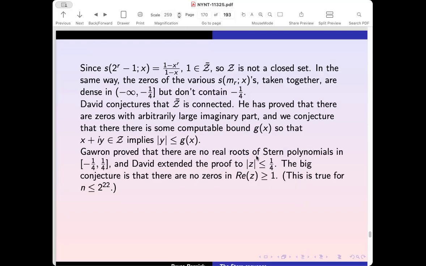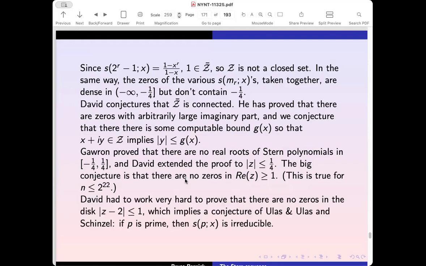Gowron proved that there are no real roots of Stern polynomials in this range, and David extended it to modulus |z| less than or equal to a quarter. And the big conjecture is that there are no zeros for real part greater than or equal to 1, which I've checked up to 2^22. And I definitely expect this is true. He also proved that if |z - 2| is less than or equal to 1, there are no zeros for any Stern polynomial. And this implies a conjecture of Ulas and Schinzel: if p is prime, then S_p(x) is irreducible. And David put his paper on the archive in the last week, so you can find it there.